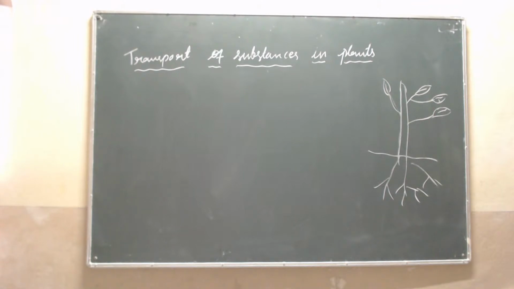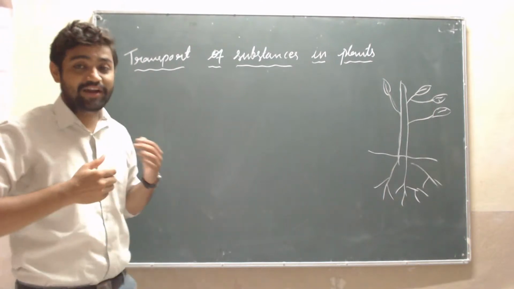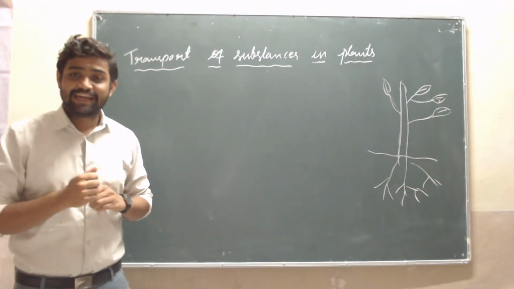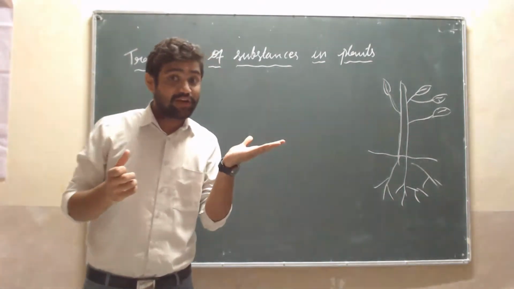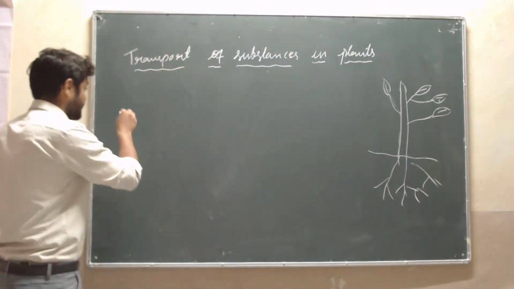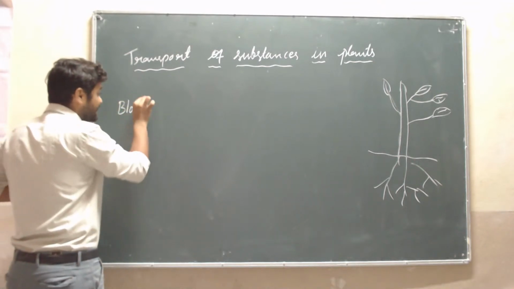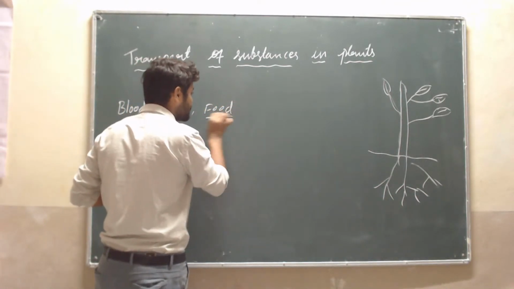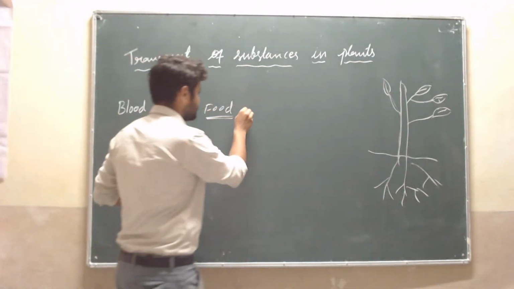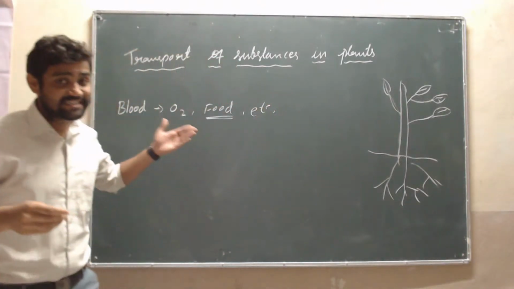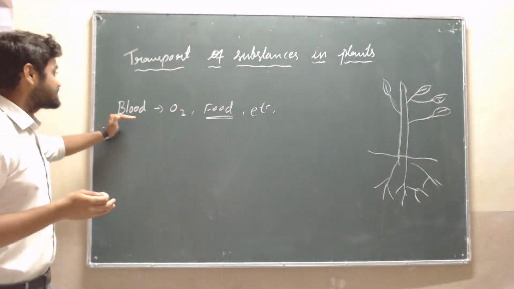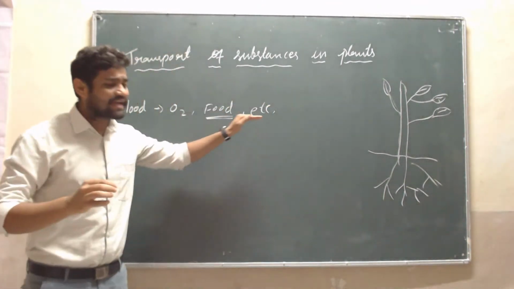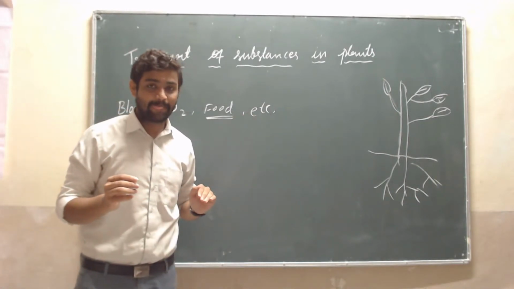We already studied the transportation of substances, the circulatory system in human beings. Blood carries oxygen and food. Food means nutrients and so on. That is the circulatory system in human beings. We have studied that blood carries oxygen, food and etc. What is meant by etc? Why have I taken etc here?